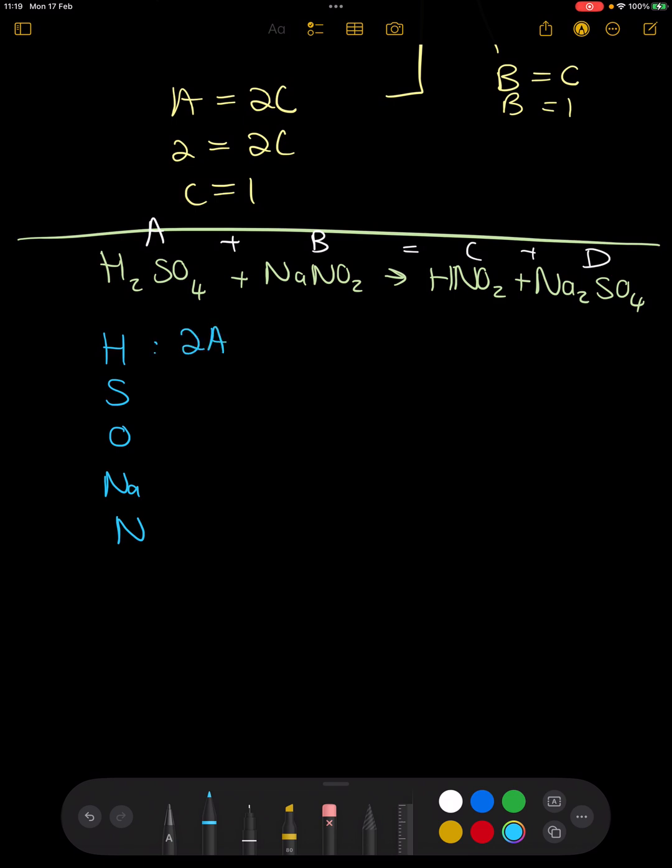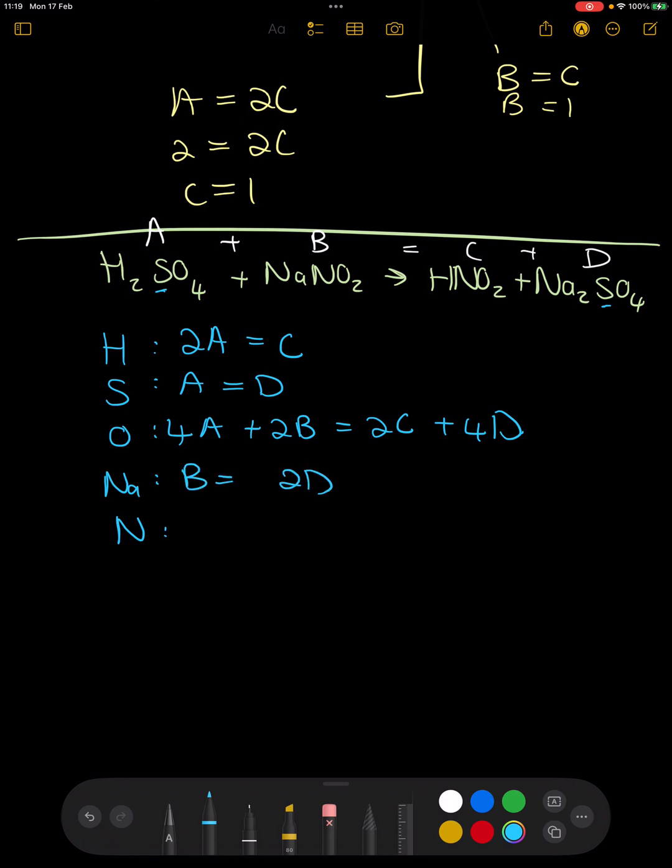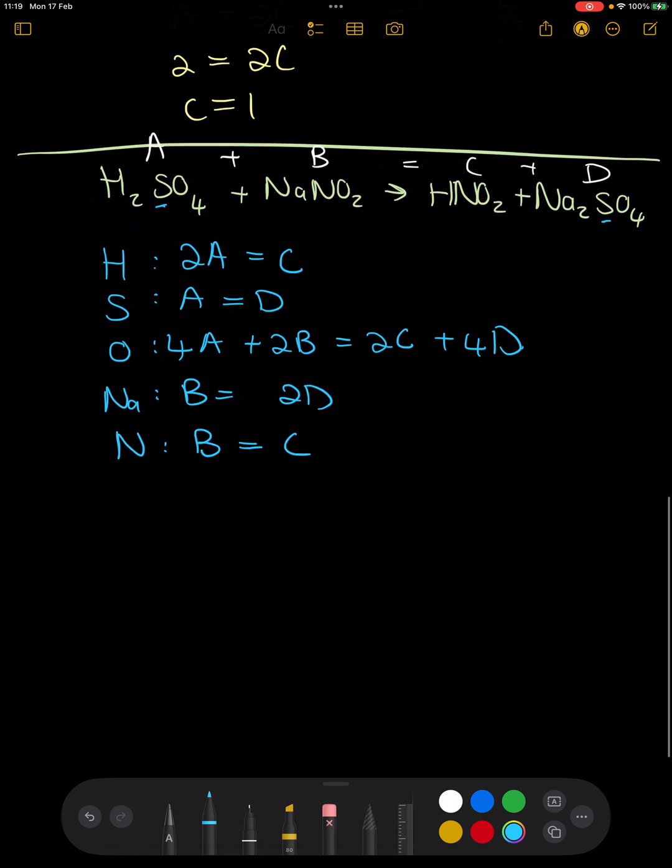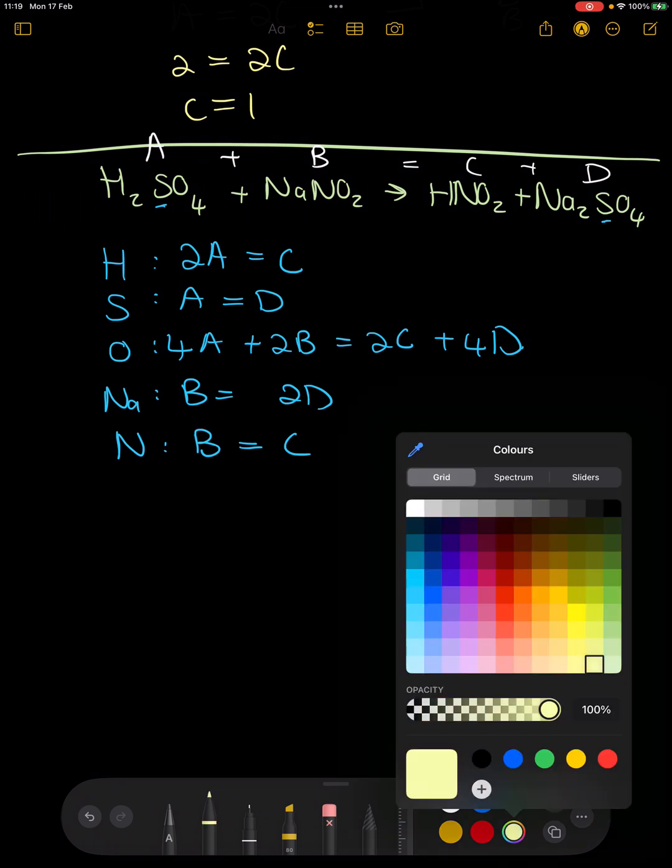I've got 2 hydrogens in A, then I've got 1 in C, then my sulfur, I've got 1 in A, and I've got 1 in D, you can see over there. Then my oxygen, I've got 4 in A, plus 2 in B, and then I've got 2 again in C, and 4 in D. Alright, so there I've gone and written down where I found everything.